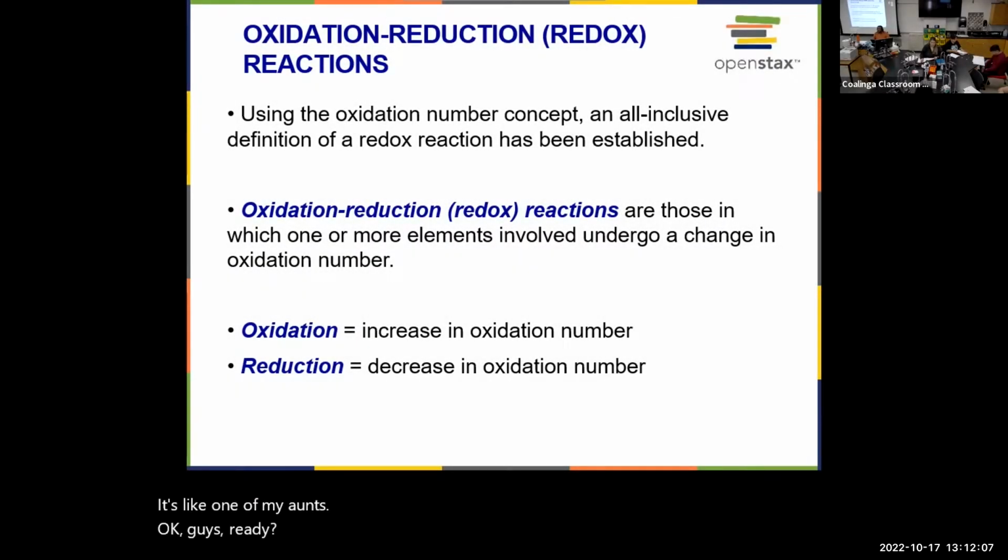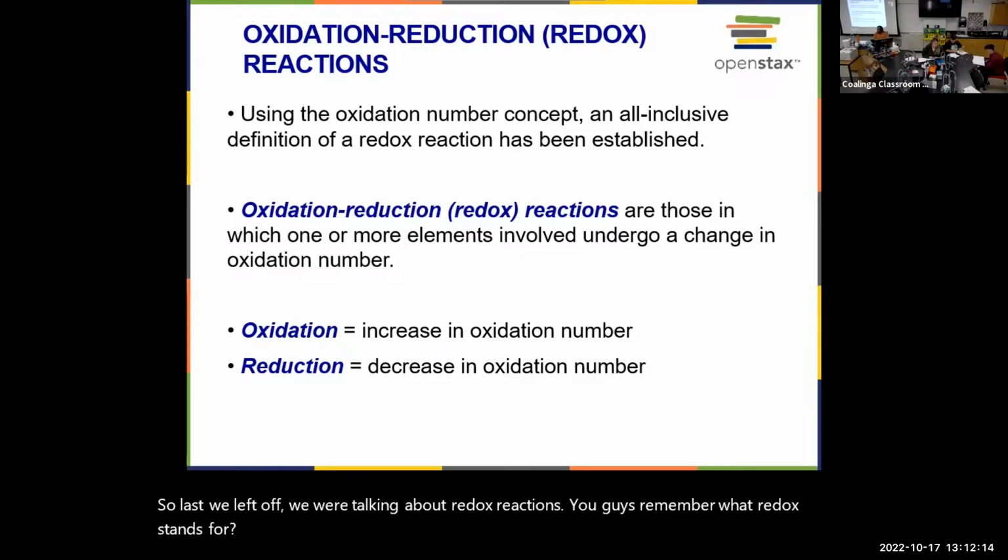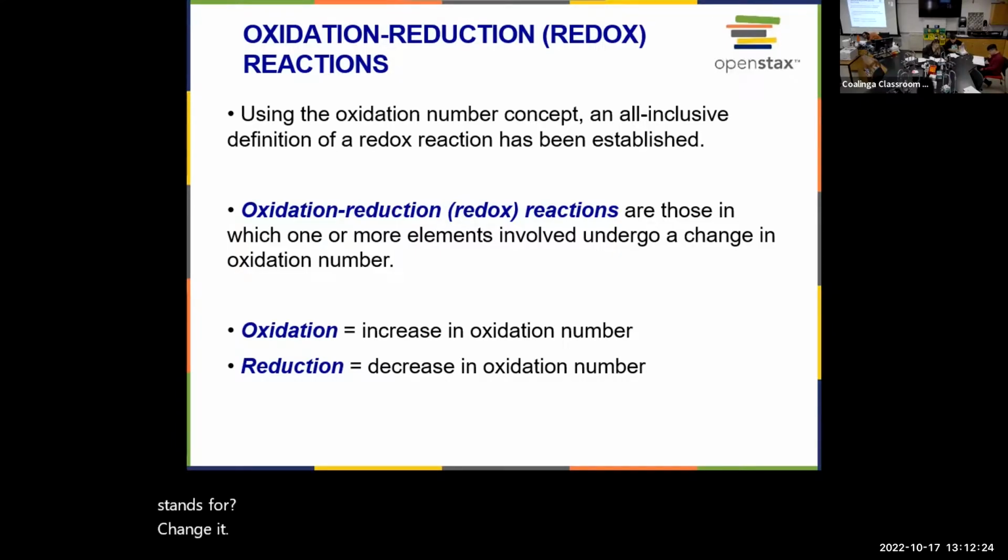So last we left off, we were talking about redox reactions. Do you guys remember what redox stands for? Change in oxidation state. And what is that? What was that? Not sure.